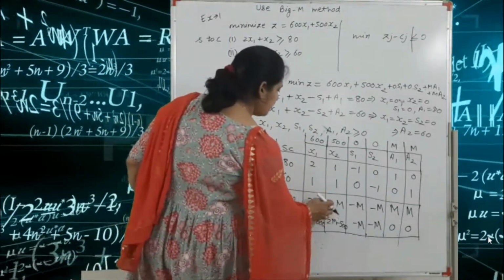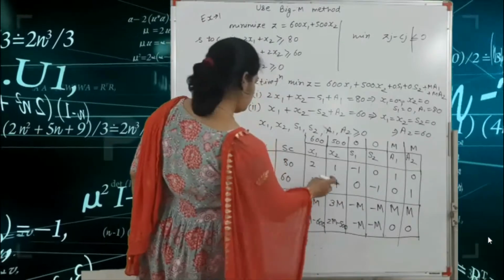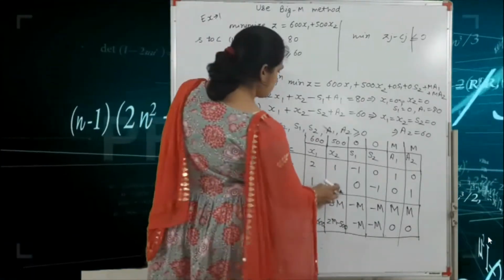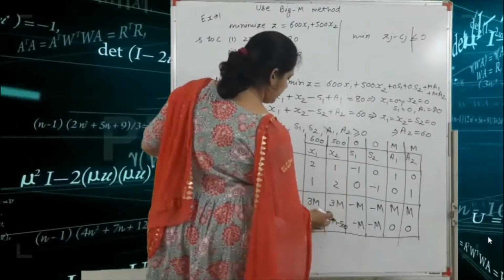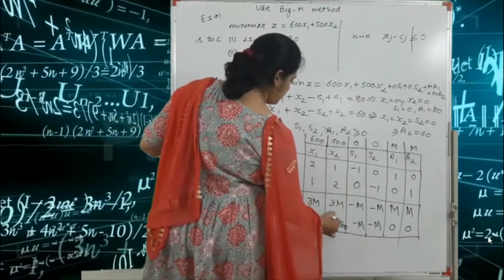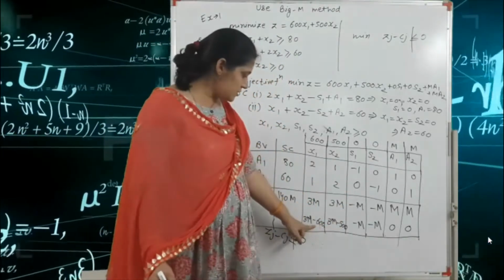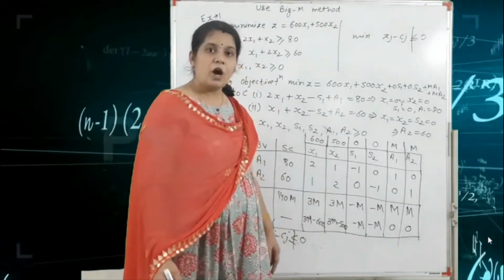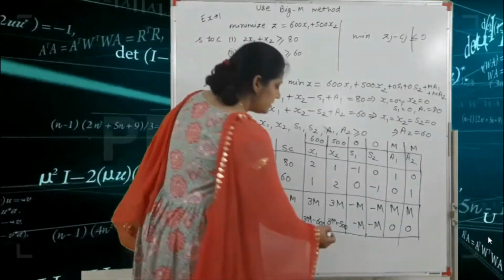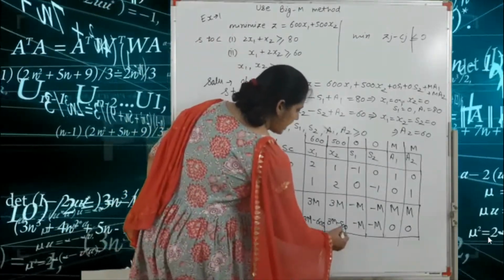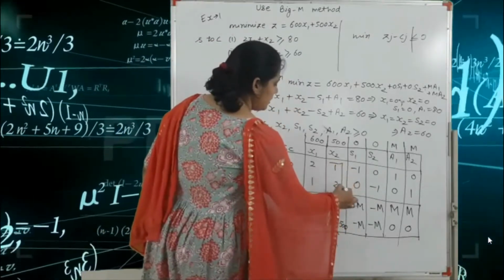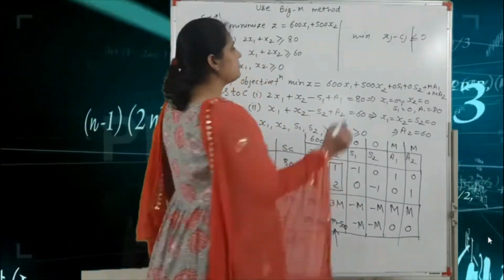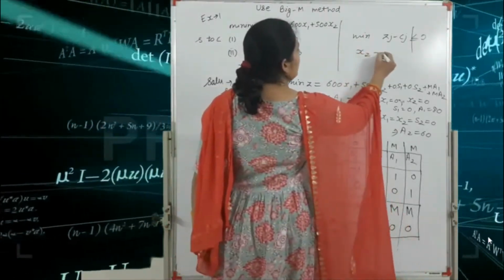The largest value with a positive sign is what? Here we have 3M under x1 and 3M minus 500 under x2. So the largest value is 3M minus 600 or 3M minus 500? Obviously 3M minus 500, that means this variable enters. So this is your key column, and x2 enters.